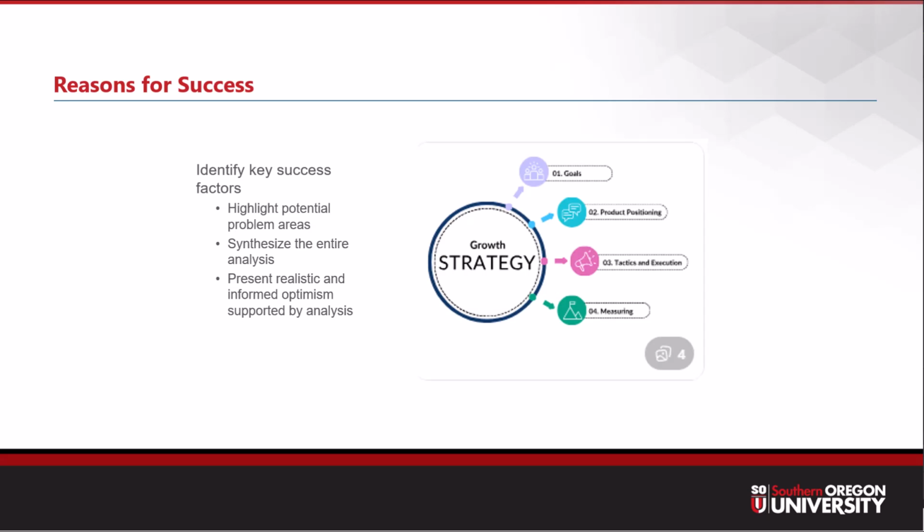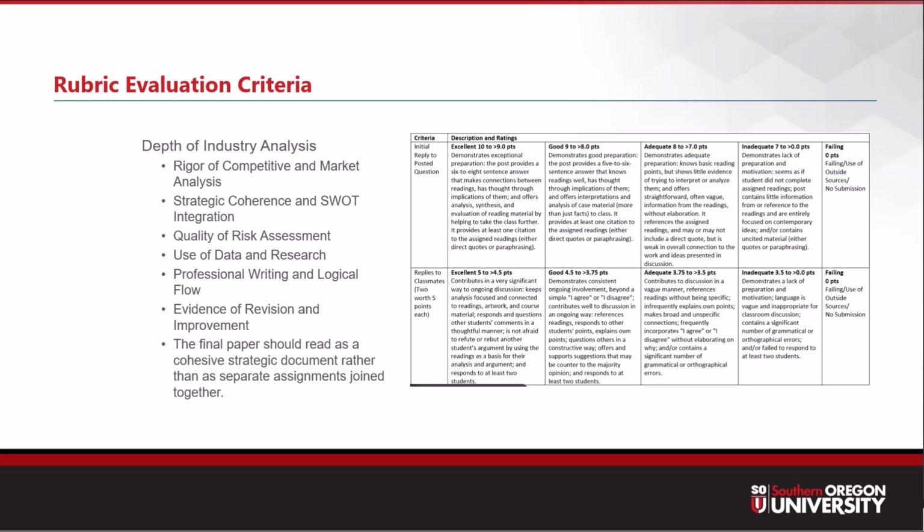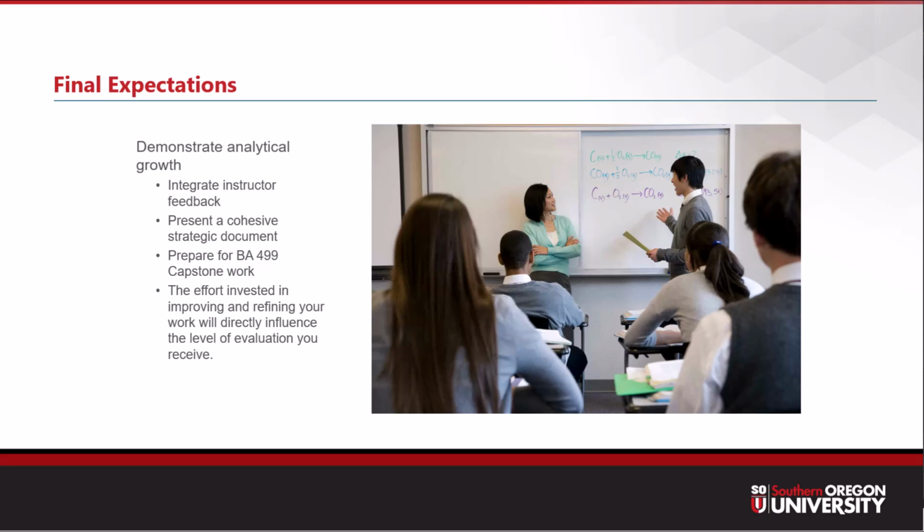The Excel rubric used to evaluate the final paper assesses the depth of industry analysis, the rigor of competitive and market analysis, strategic coherence, the quality of SWOT integration, the strength of risk assessment, the use of research and data, professional writing quality, logical flow, and evidence of revision. Because expectations are higher for the final submission, achieving high ratings requires integration, clarity, analytical depth, and visible improvement from earlier drafts. The final paper should read as a cohesive strategic document rather than as separate assignments joined together.